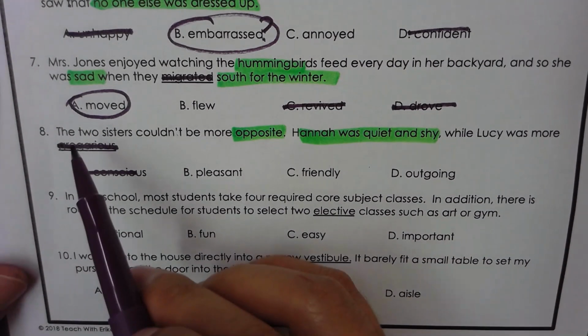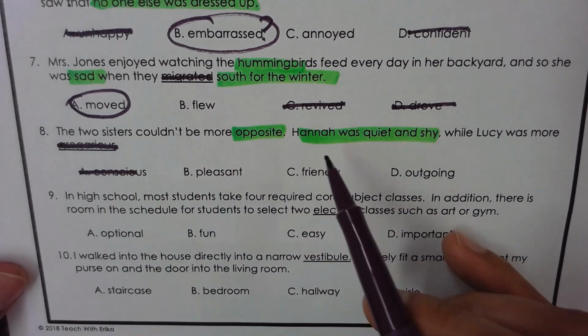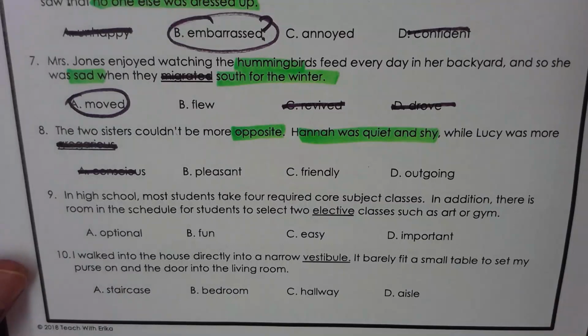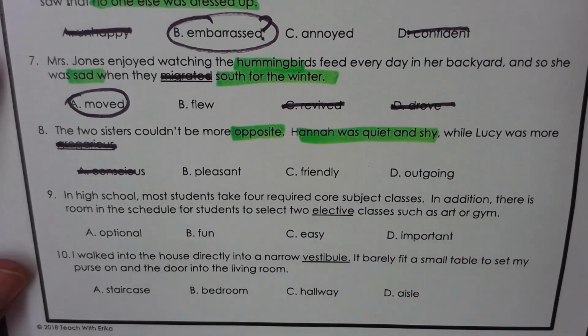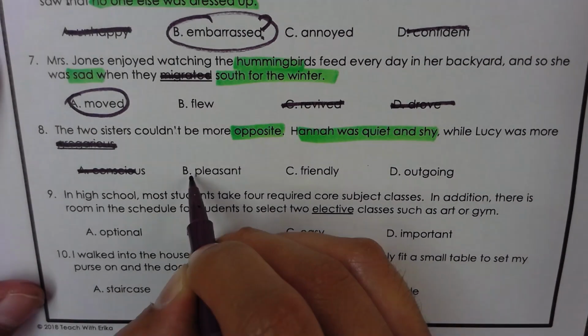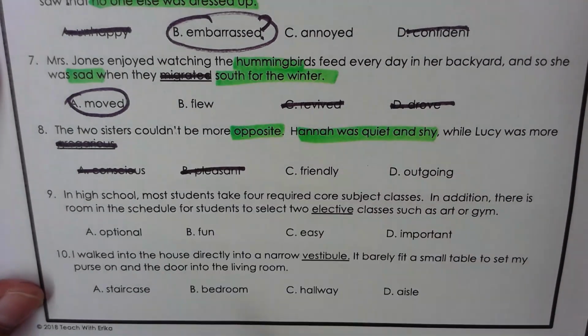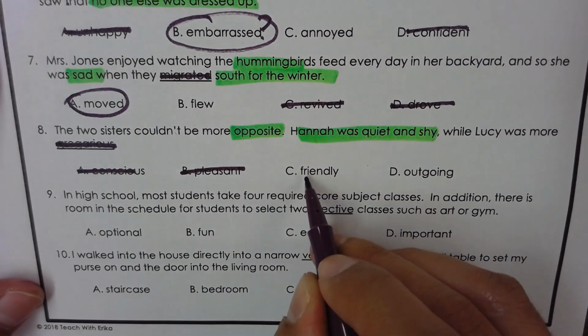So let's do that. The two sisters could not be more opposite. Hannah was quiet and shy, while Lucy was more pleasant, friendly, or outgoing. What's the opposite of someone who's shy and quiet? Pleasant is related to quiet and shy, and we need the opposite, so it's not pleasant. Lucy is either friendly or outgoing.